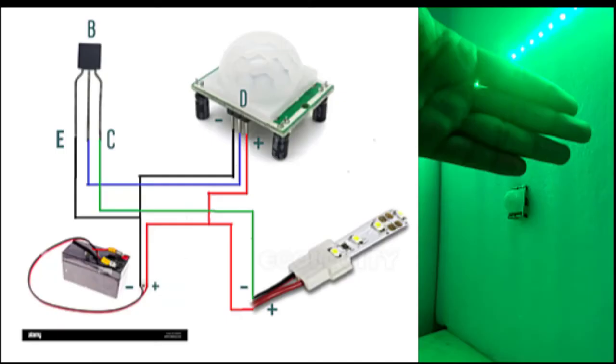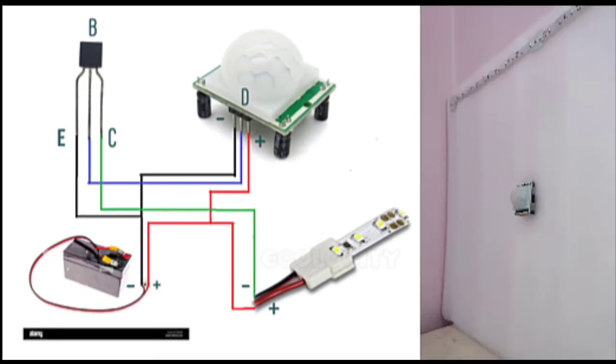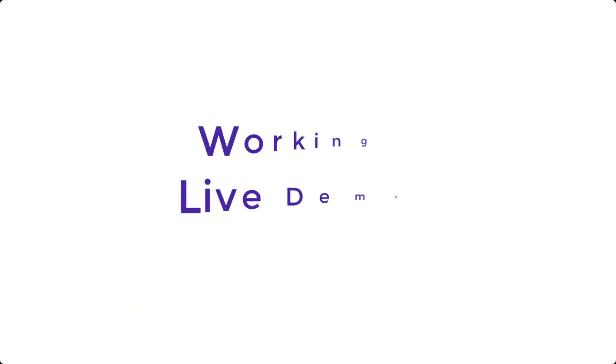When motion is detected, there is 3.3 volts across the data pin of the sensor, which is enough to trigger the base emitter junction of the transistor. The LED strip gets the ground and it glows. When motion is not detected, there is 0 volt across the data pin of the sensor which cannot trigger the transistor. The LED strip cannot get the ground and it does not glow.